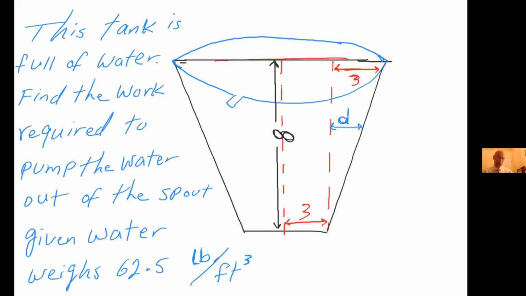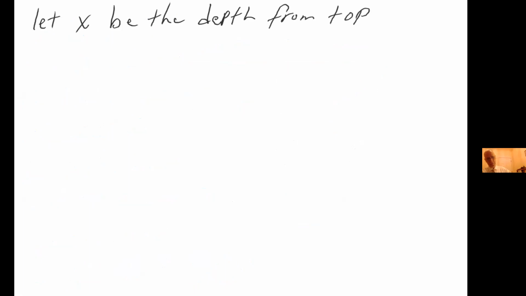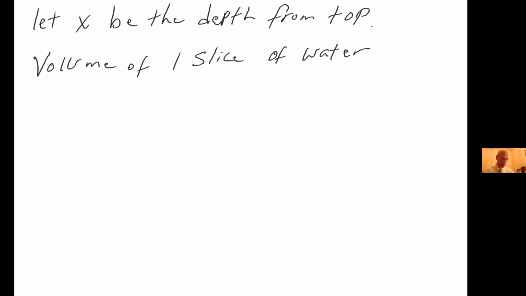Let's go to the next page and agree that x be the depth from the top. Then the volume of one slice of water equals, well, it's going to be a circle, so pi r squared times delta x.